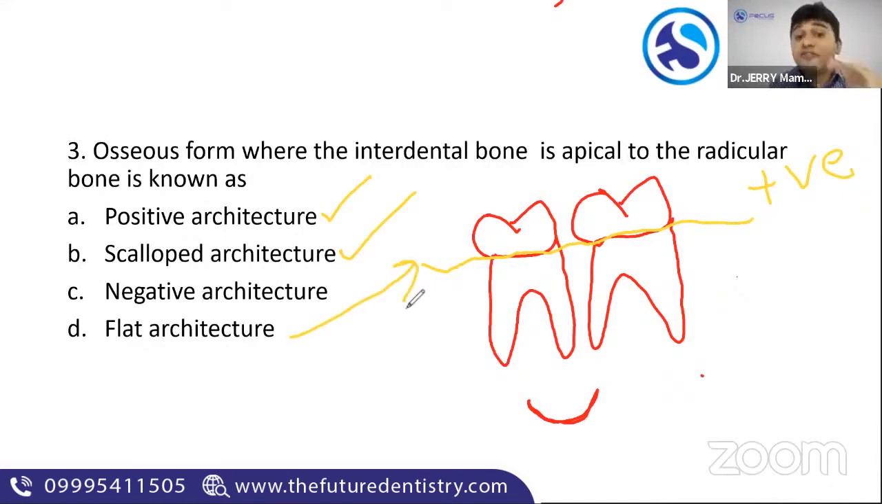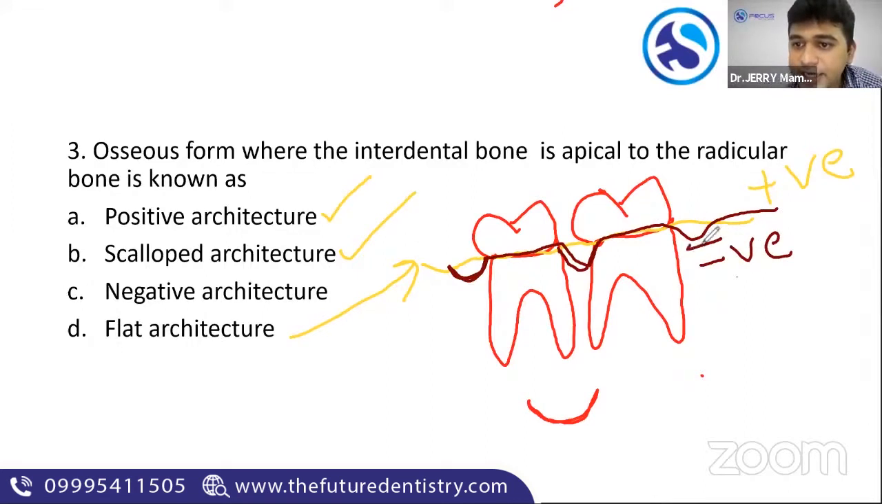So that is known as a flat architecture. But in some cases, I will add to it so that you will understand it properly. Let me take another color. Let's take bright red. So in negative architecture, what happens? The interdental bone is at a much lower level than the facial bone. This is what is a negative architecture. The interdental bone here is at a much lower level as compared to your facial or lingual bone. That is known as a negative architecture.